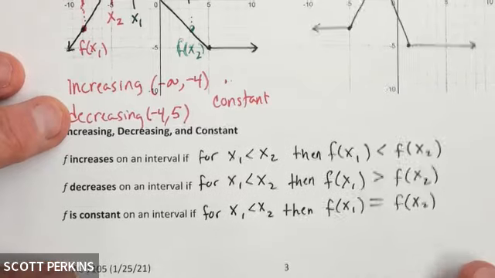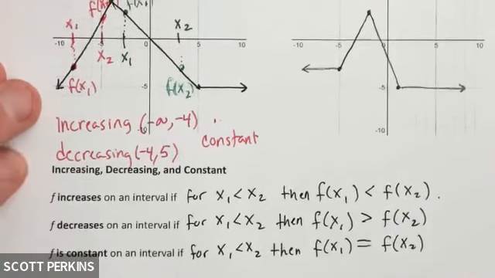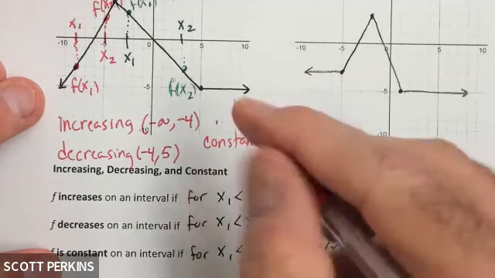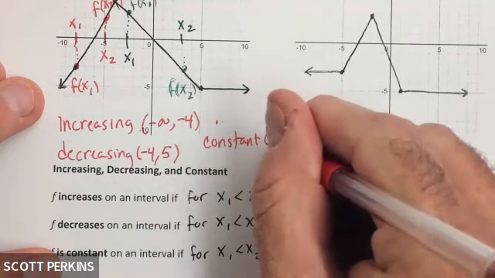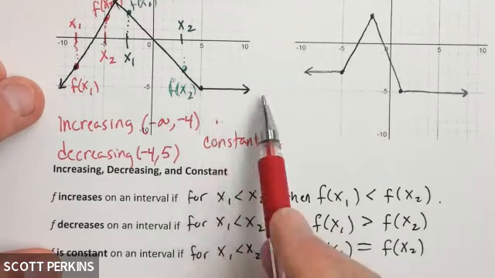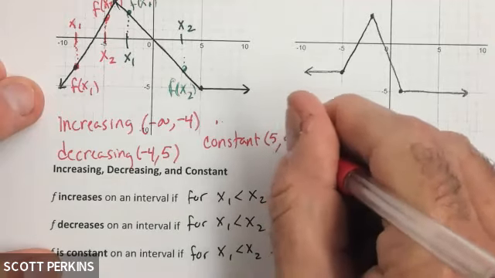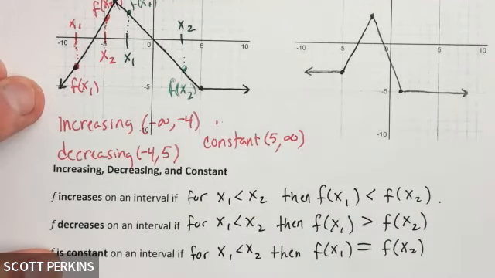So by process of elimination from my example 5, we see that the right-hand interval is the constant one. And so it starts being constant at that elbow at 5. And then there's no other intervals. There's no other changes that I'm made aware of because I got that arrow. So it goes to infinity. So there is my increasing, decreasing, and constant.